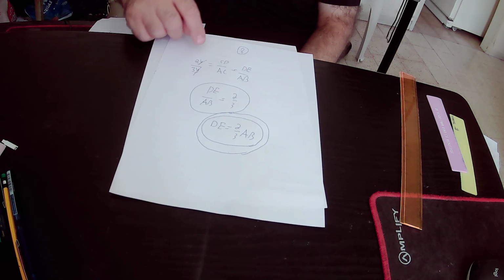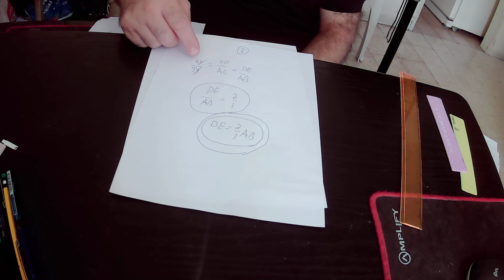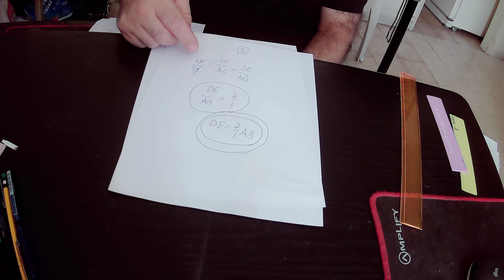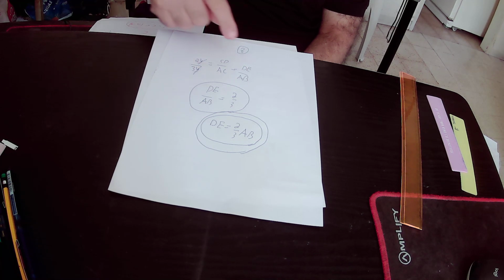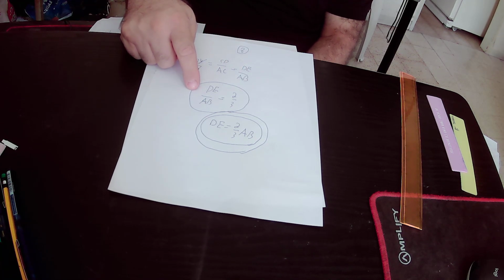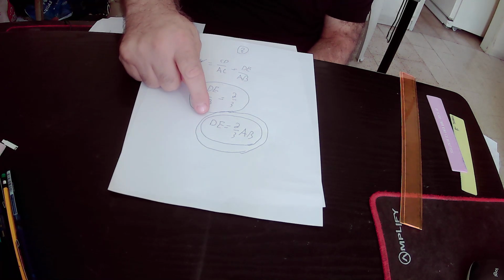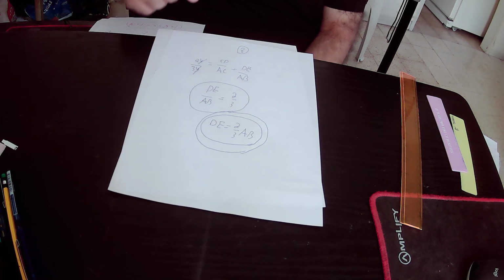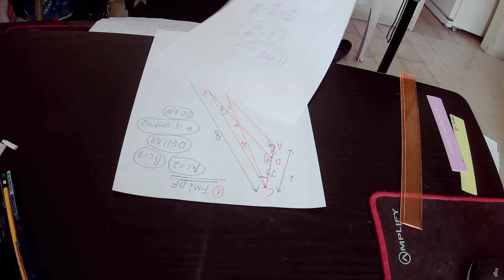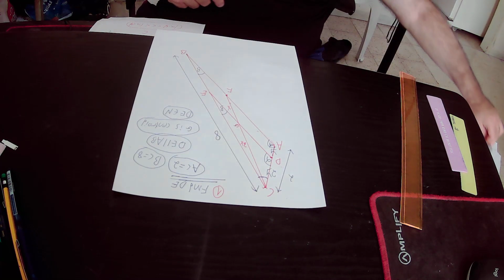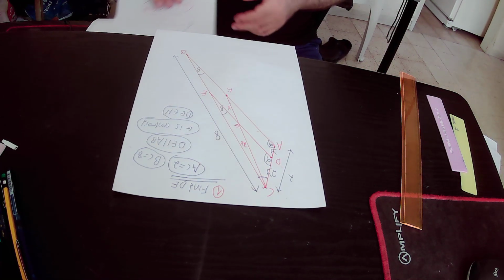So here y over y is 1, so y gets cancelled, and we got that DE over AB equals 2 over 3. We multiplied this equality by AB, and we got that DE equals 2/3 AB. Okay, and then we have the last rule.